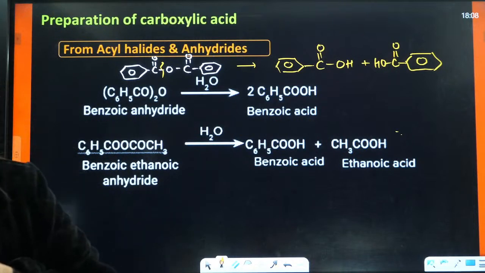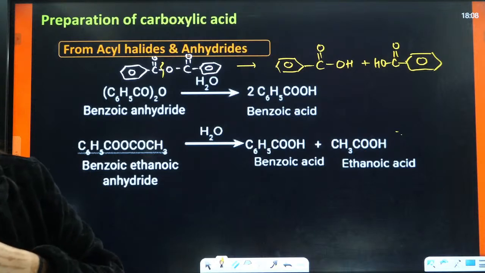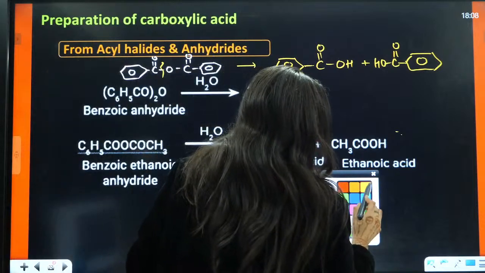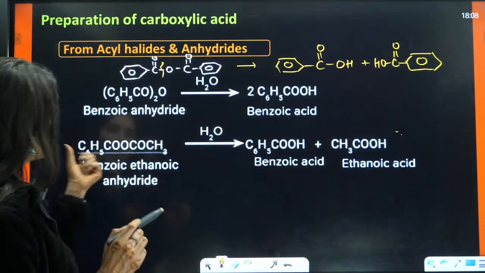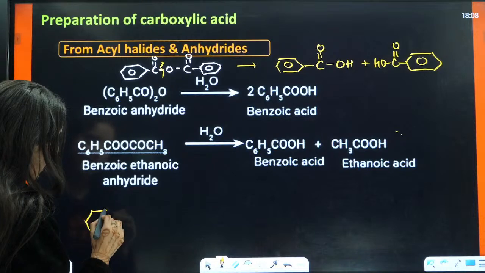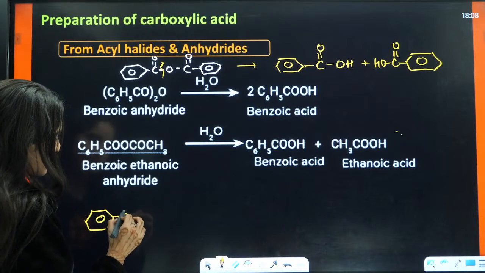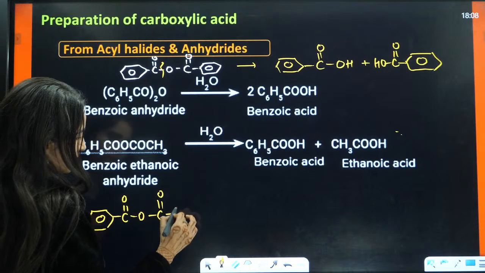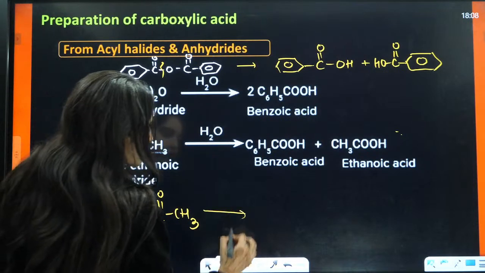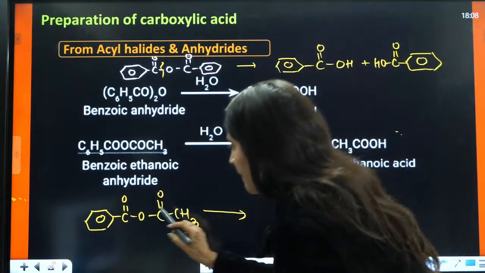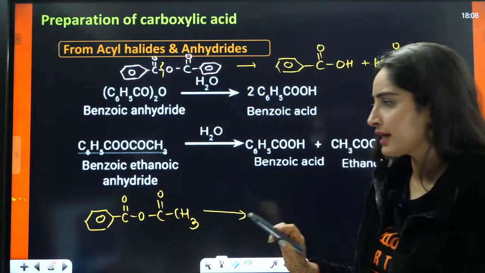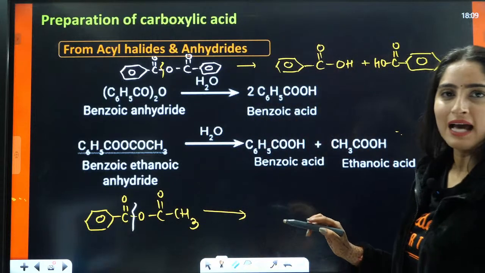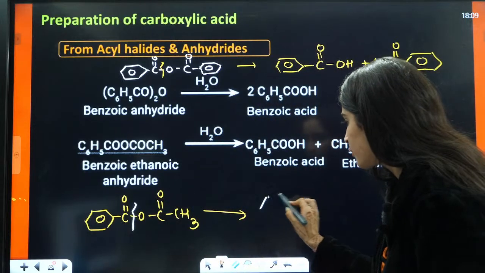Now let us see the next thing. Here you have benzene, this is C double bond O, this is O, this is C double bond O, this is CH3. You are hydrolyzing it, and what will be formed? Either you break this bond or you break this bond, it doesn't matter. You are going to have carboxylic acid only.